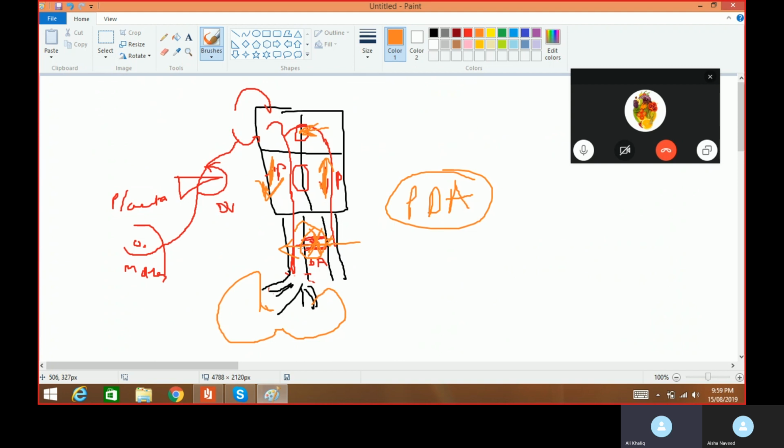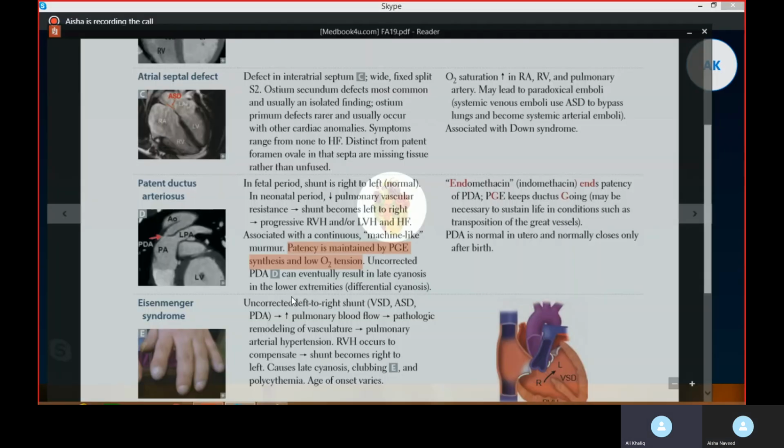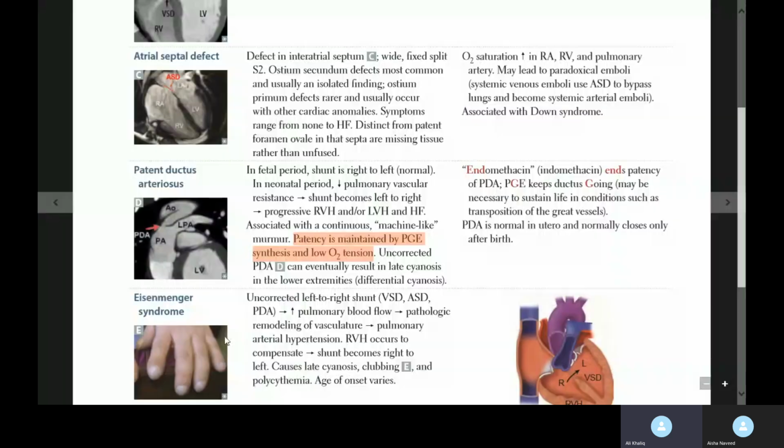So in these patients in whom you have a severe right to left shunt, you will give them prostaglandins, because prostaglandins keep the ductus arteriosus patent. On the other hand, NSAIDs are inhibitors of the prostaglandins. NSAIDs are given to close this ductus arteriosus in children in whom it remains open.